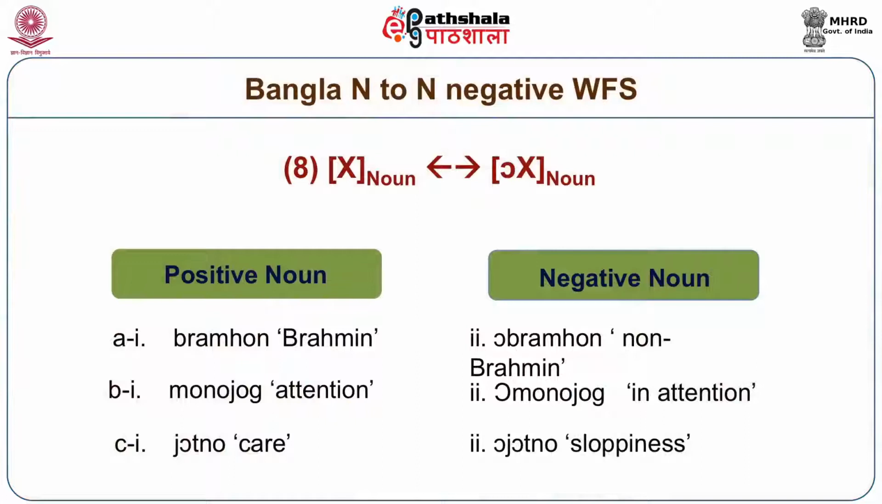In Bangla, the language we will now look at, we will consider what are known as negative prefixes. They all have the form or. We will first consider a bunch of words that take you from nouns to nouns, where the strategy has the form X noun, bidirectional arrow, or X noun. So you get Brahman for Brahmin and Abrahman for non-Brahmin. You get monojog for attention and omonojog for inattention, jotno care or ajotno sloppiness.